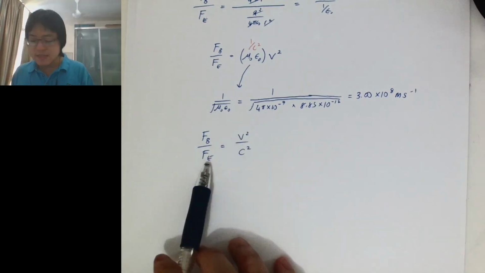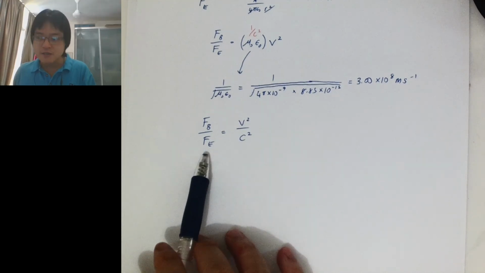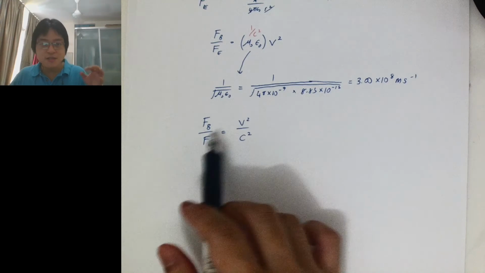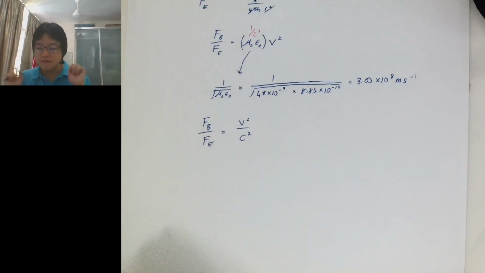So in general, it turns out that the electric force between two same charges is usually stronger than the strength of the magnetic force of the same two charges.